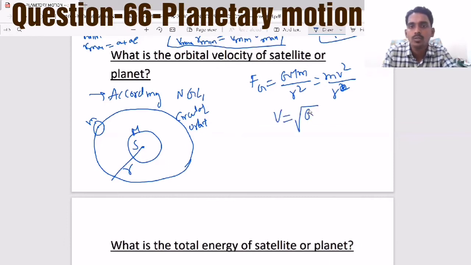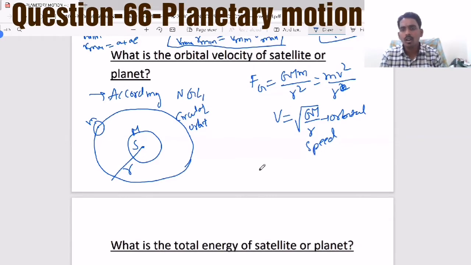Now v equals under root GM by r. This is called the orbital speed of the planet, or when you consider a satellite around a planet, a similar formula will come. Here capital M is the one about which it is revolving. In the case of sun and planet, capital M is the mass of the sun. In the case of planet and satellite, capital M is the mass of the planet. Who is revolving is not important. About whom it is revolving is important. So accordingly, we will take the equation for orbital velocity.